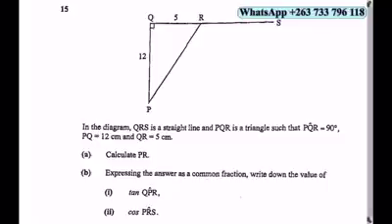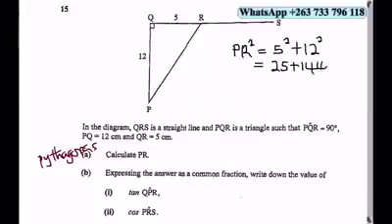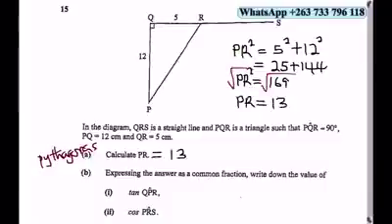Then on number 15, in the diagram, QRS is a straight line, and PRQ is a triangle such that angle PQR is equal to 90 degrees. So this is a right angle triangle. PQ is equal to 12 and QR is equal to 5 centimeters. Calculate PR. Since this is a right angled triangle, we use either the Pythagoras theorem or the trig ratio. Since we are given the opposite and the adjacent, and PR as the hypotenuse, we can use the Pythagoras theorem. So PR squared is equal to 5 squared plus 12 squared, then 25 plus 144, which is 169. To find the value of PR, we take the square root of both sides. So PR is equal to 13.